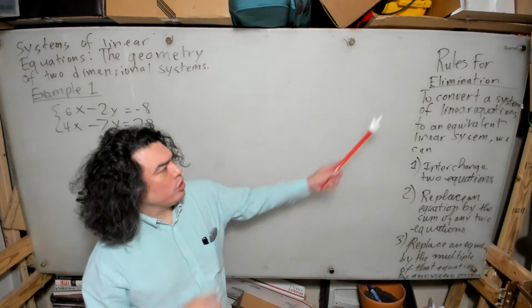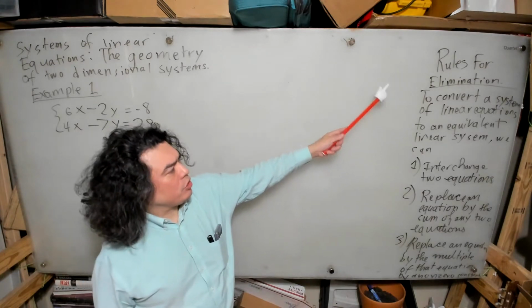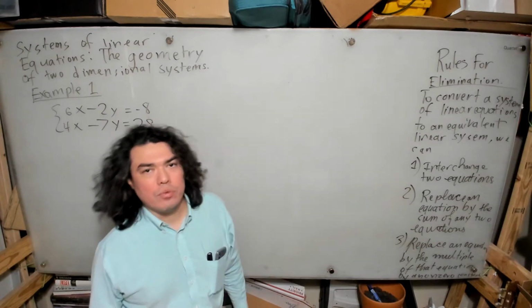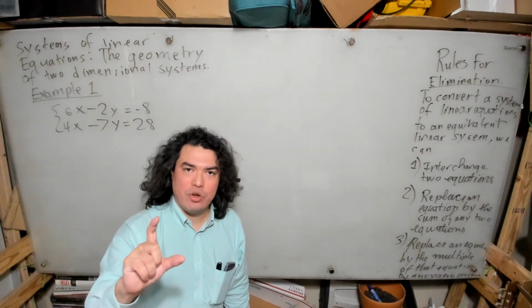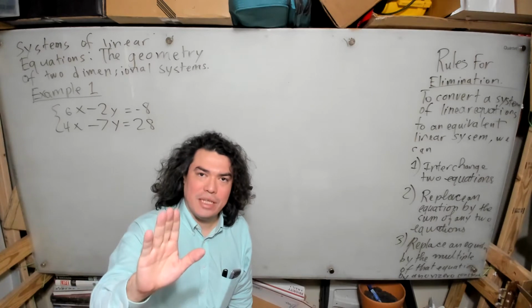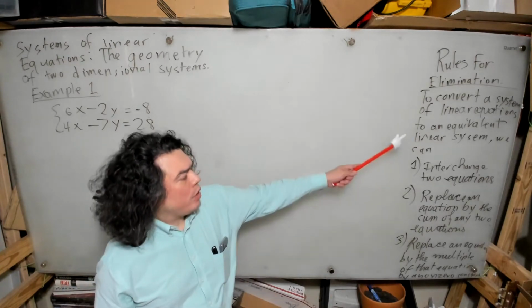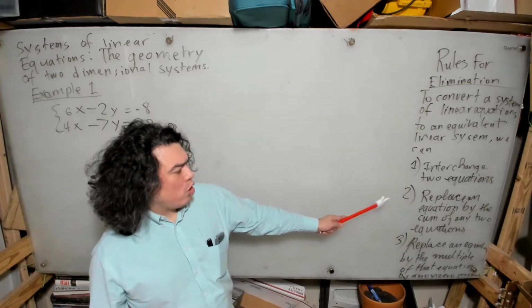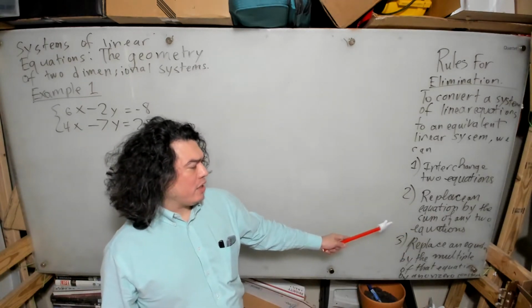So the rules for elimination, or Gauss elimination, are as follows. To convert a system of linear equations to an equivalent linear system, remember that two systems of linear equations are equivalent if they have the same solution set. We can, number one, interchange two of the equations.